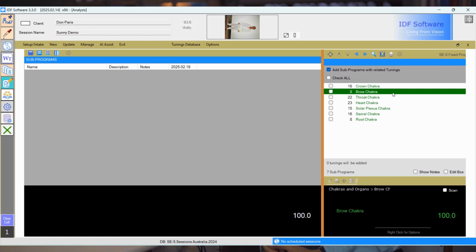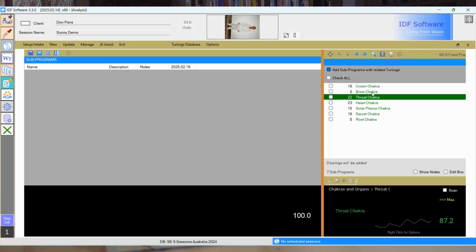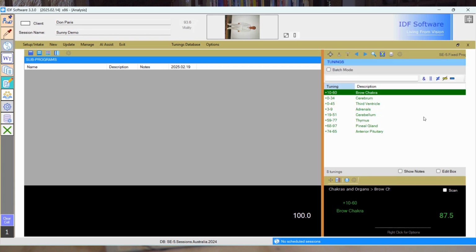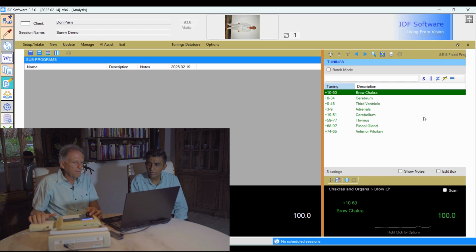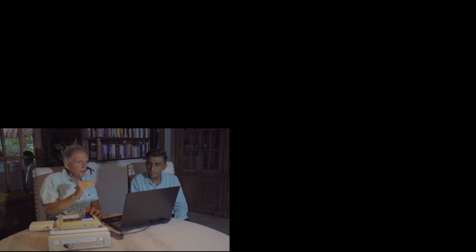That's okay. Let's go and look at the brow chakra. Same thing. That one's a little lower, 87%. That one's low enough that I might want to go look deeper and see which organs might be related. So we already know that, let's go ahead and measure that brow chakra one more time. Now I can go and check the cerebrum, because that's related to the crown chakra.